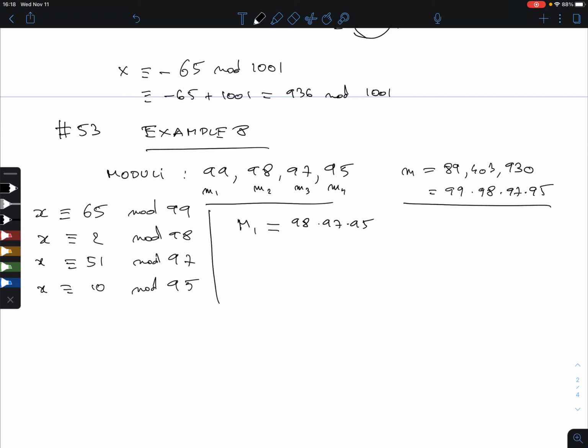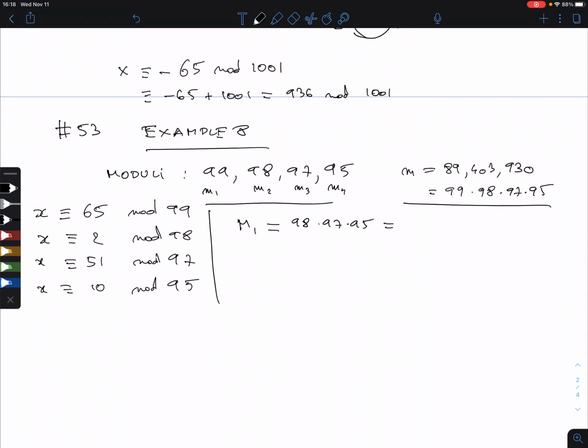Remember, that is how M1 is calculated. And unfortunately, we need the value of M1 at the very end. So what are these numbers? How do I get this? First of all, in case you forgot, M1 is a product of all the moduli except for the little m1. So everything except for 99, so the other three. So that would be 99 times 97 times 95. As I said, these are going to be big numbers now.